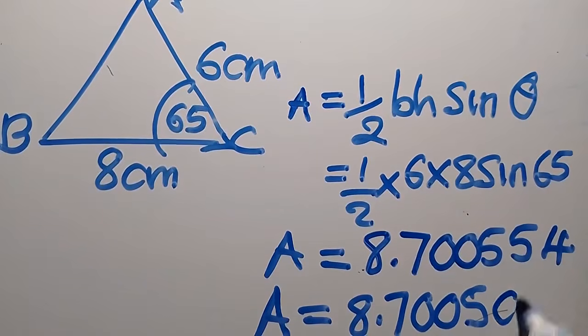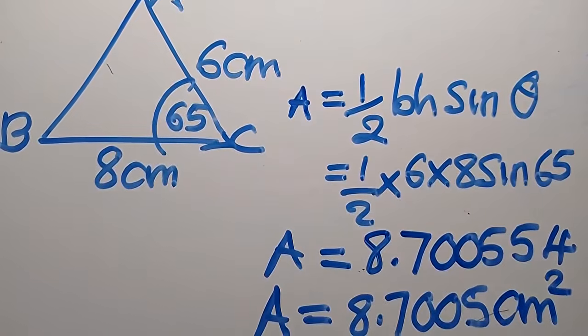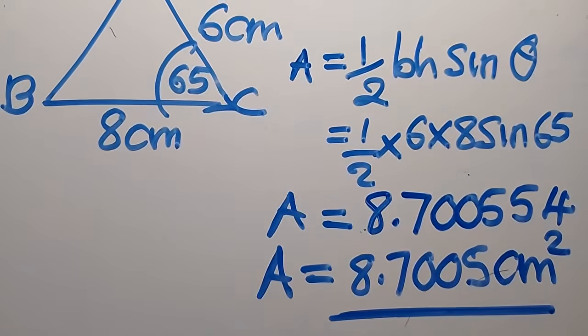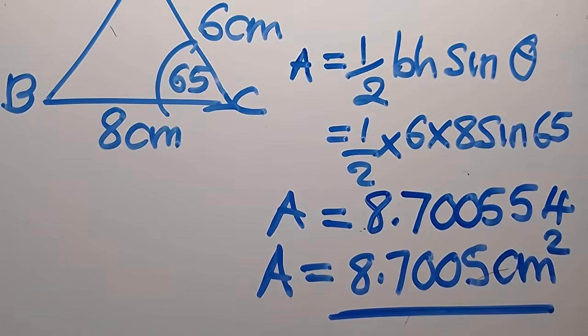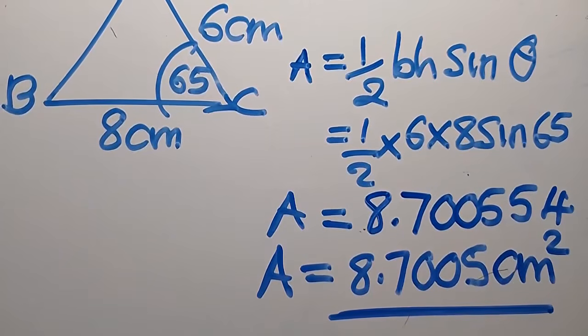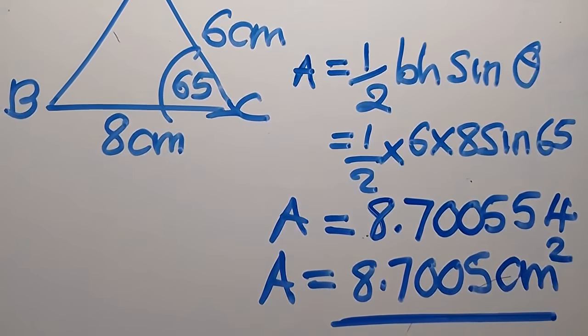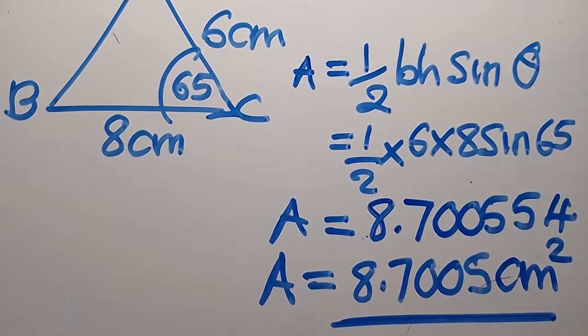Then you say centimeters squared. Don't forget to put a squared. This is your answer. This is how you calculate the area of a triangle. Now in a question, this area of a triangle is very simple. Just like this, you are done. So this one is very simple, you just need to understand it.